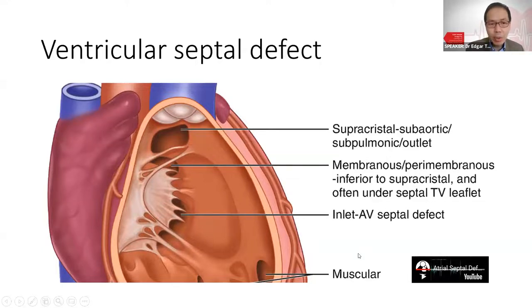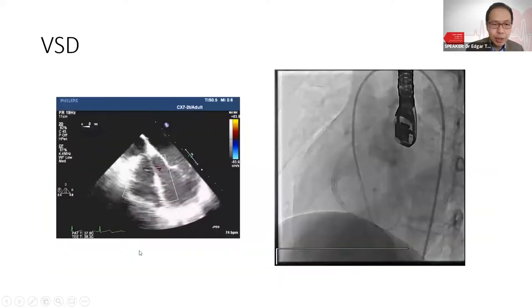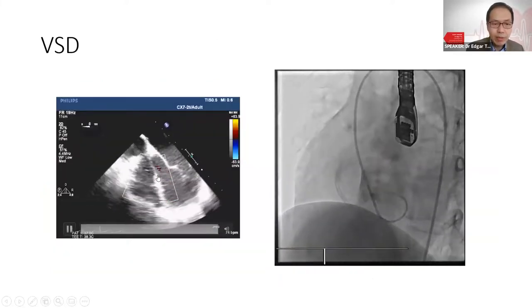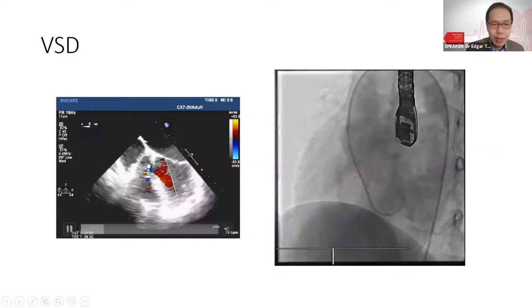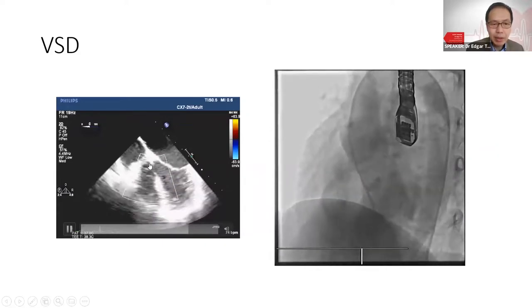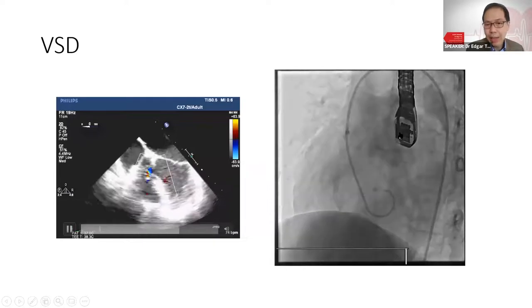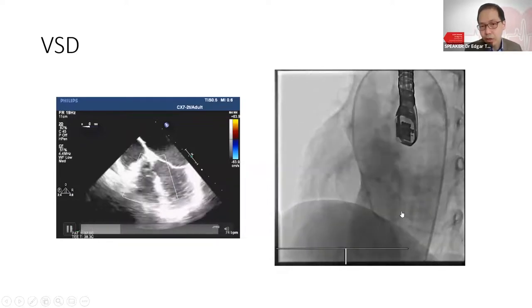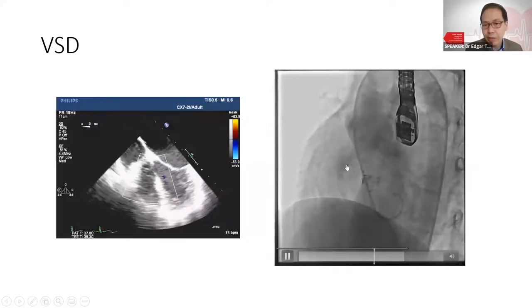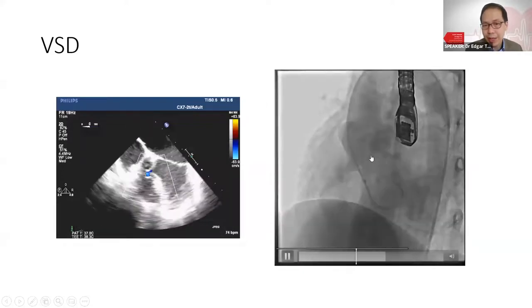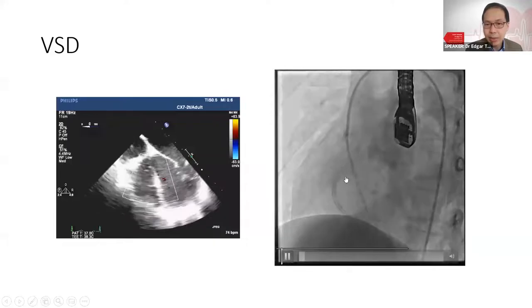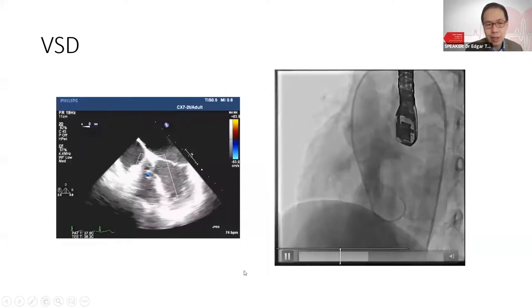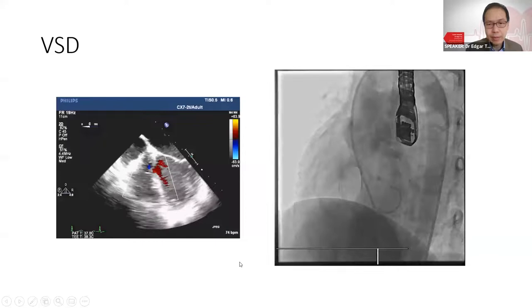And why is it important? Once you pick this up, you need to echo the patient, image the patient, and here you can see that if you do an echocardiogram, you can see a color jet in the middle of this picture. And if we do an angiogram with a pigtail catheter that is put into the left ventricle, we inject contrast, you can see jets of contrast swirling from the left side to the right side. And this is typical of flow across a ventricular septal defect.